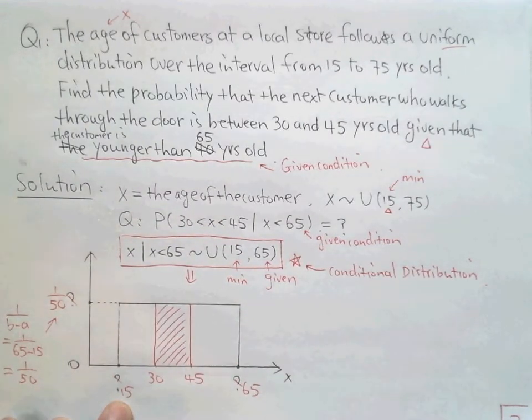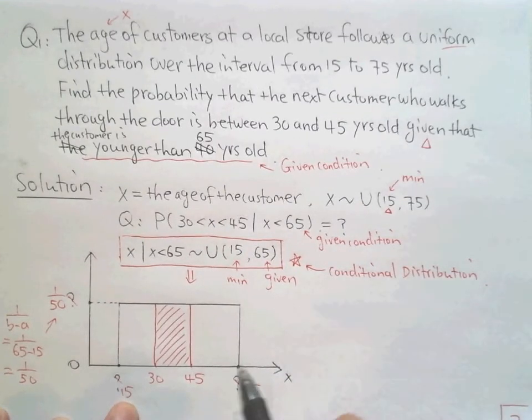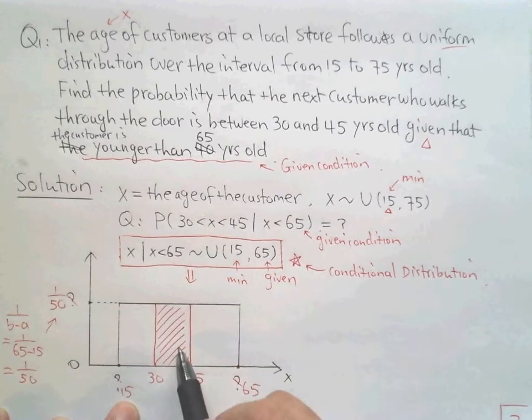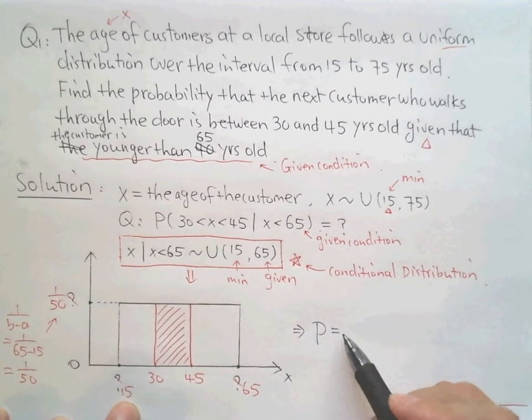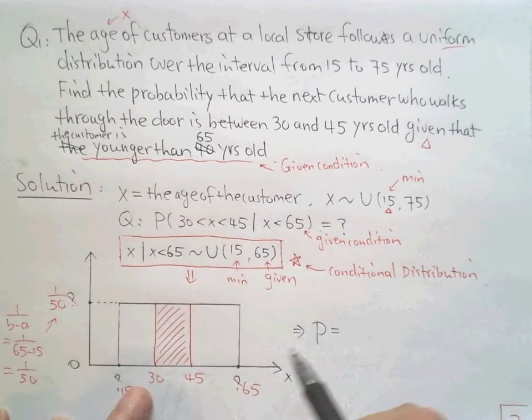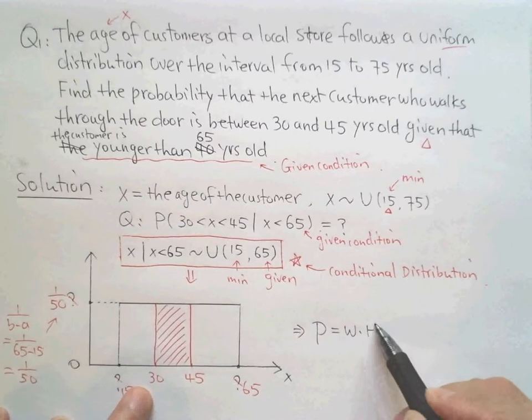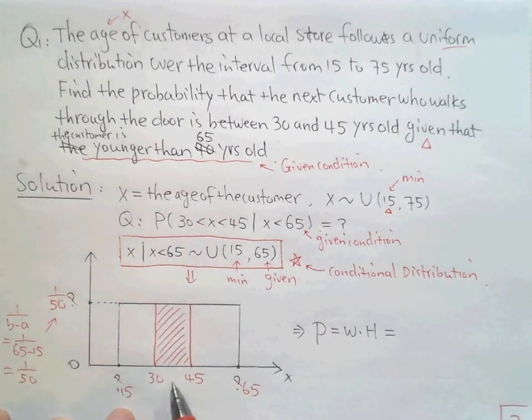And the last step, what do we need to do? Find the probability, right? So what is the probability, remember? The probability is the area of this small rectangle. So therefore we can find out the probability. What we need to do is, that probability is the width times the height. So of course, what is the width? Well, we're going to show here. The width is here. The width equals 45 minus 30 equals 15.